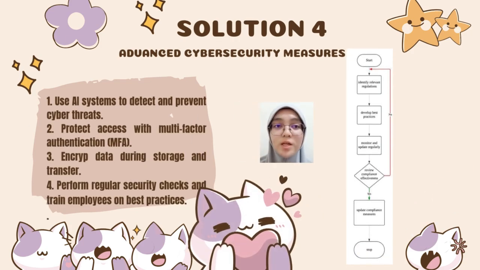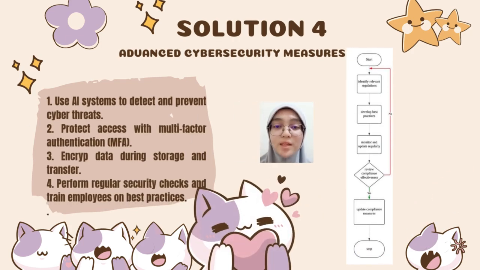For solution 4, advanced security measures. Companies can use AI systems to detect and prevent cyber threats, allowing quick detection of threats before they become major breaches. Next, companies should incorporate multi-factor authentication (MFA) measures to ensure users provide various forms of verification before accessing sensitive data or making transactions. This additional security measure greatly decreases the risk of unauthorized entry and improves overall system reliability.